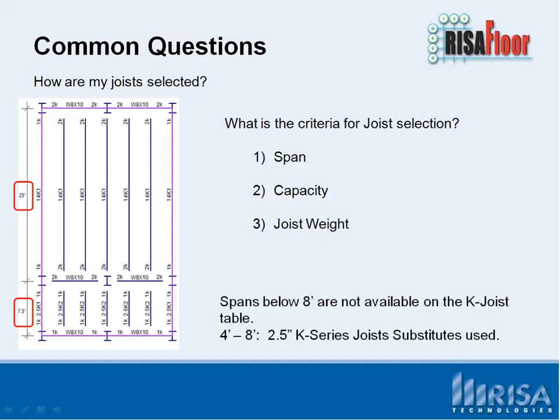If you also see here on the bottom, how do these 2.5K2 get selected at the bottom of our screen? What's happening there is that the spans are below 8 feet, which means that they're not available in the K-joist tables. So for 4 feet to 8 feet, you get a special range of K-joist series called 2.5-inch K-series joist substitutes, and we're going to use those for those smaller ranges. A lot of times if you go below 4 feet, you're not going to get a design. Maybe they can make these special joists, and we can force that to happen and explicitly call one out for you and check it, but the program's not going to pick that for you since it's outside of the boundaries of the table.